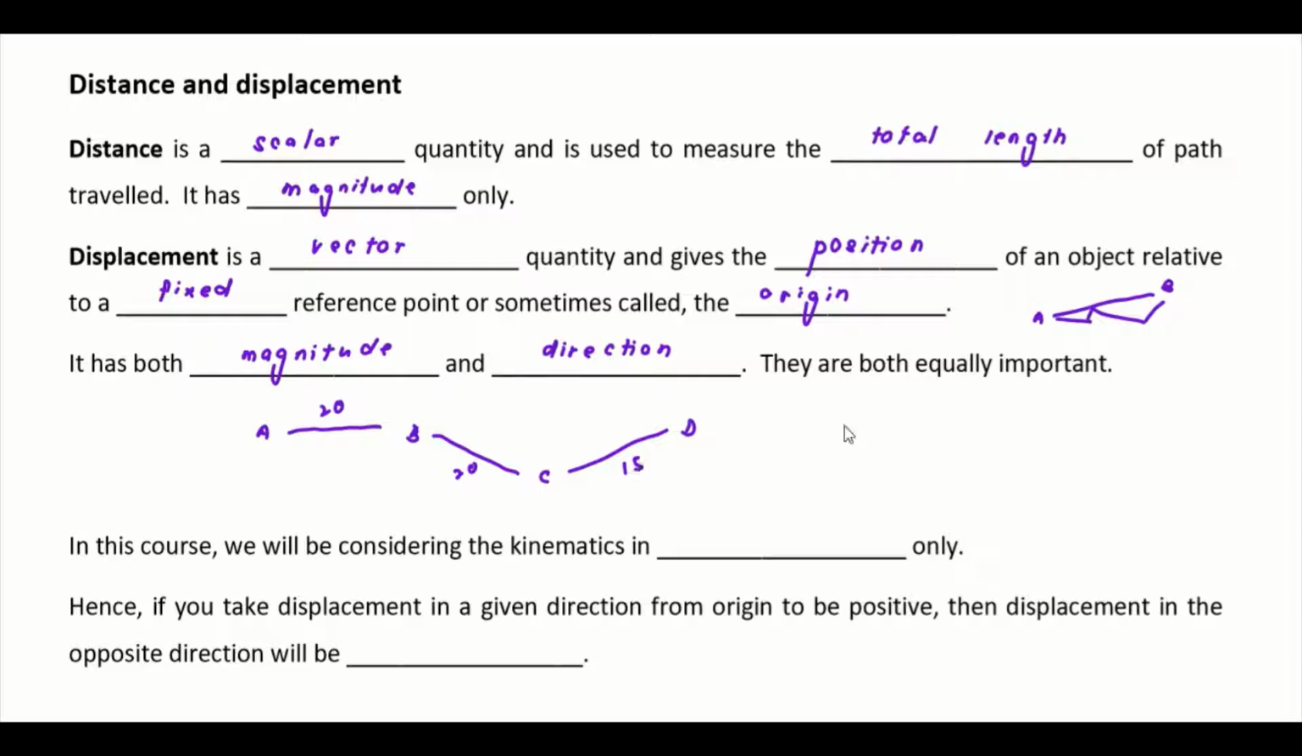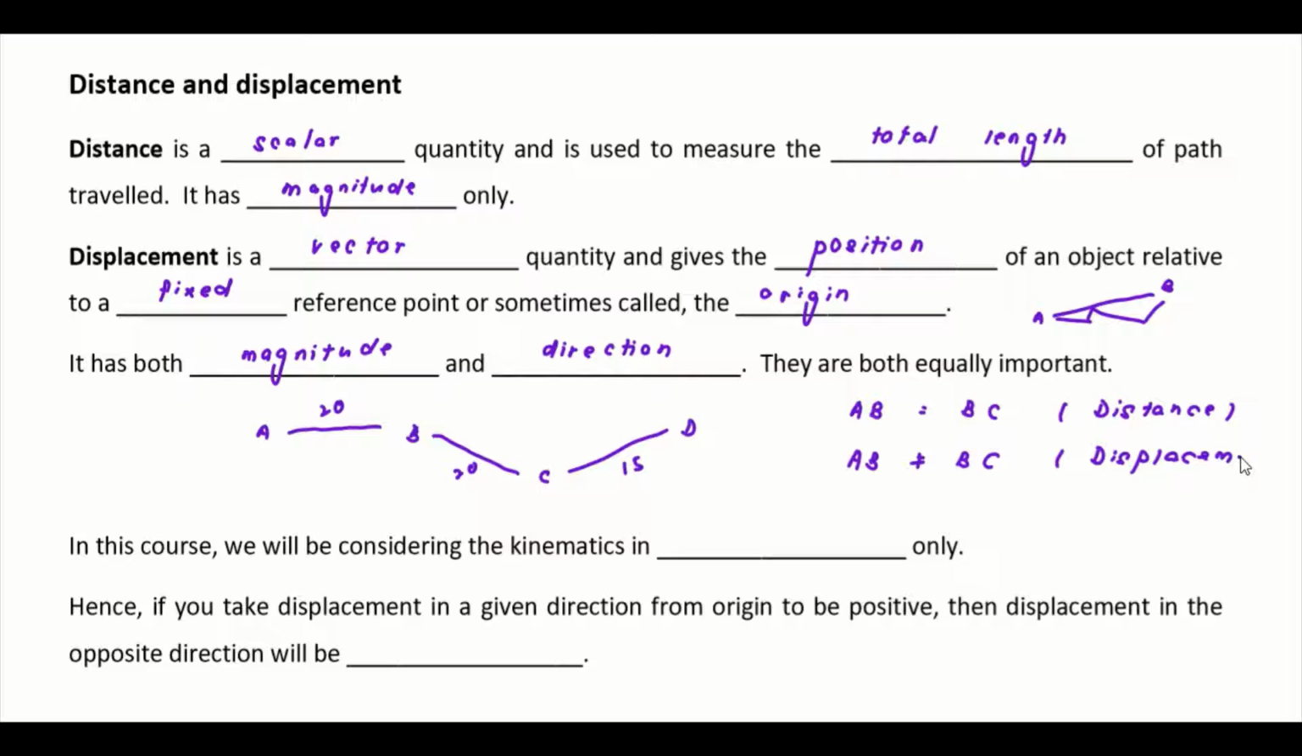Obviously we know that in terms of distance, AB is going to be equal to BC, right? When we talk about displacement, AB and BC are not the same, because they are in different directions. So it's the same thing if I change this into 20, which means all these three distances are the same but the displacements are all different. So that's the idea.